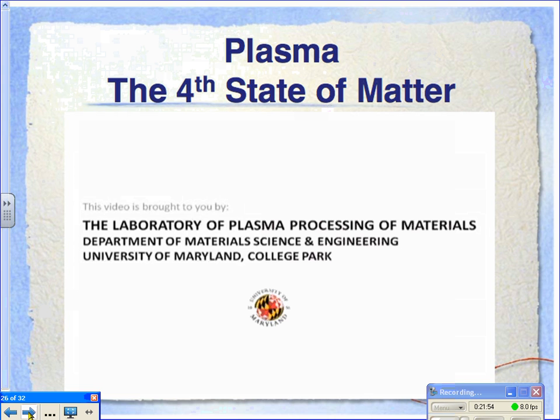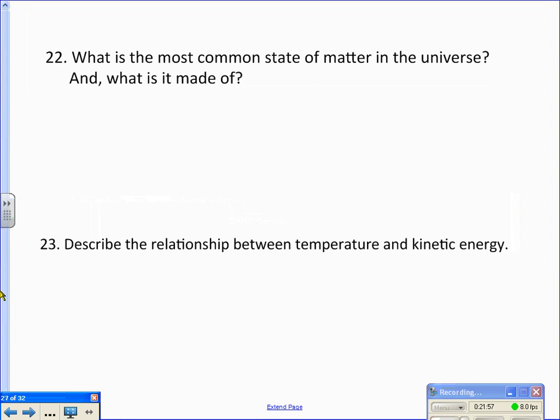Now, what is the most common state of matter in the universe? Plasma, made of highly charged particles.